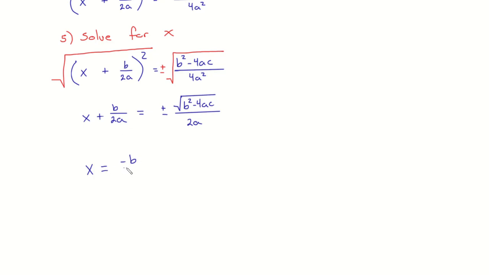So I'm going to do negative b over 2a, and I'm going to take two lines here, plus or minus the square root of b squared minus 4ac over 2a as well, right? Okay.